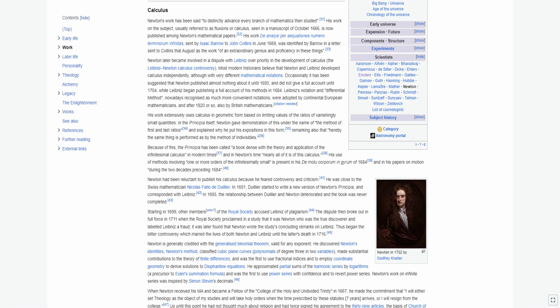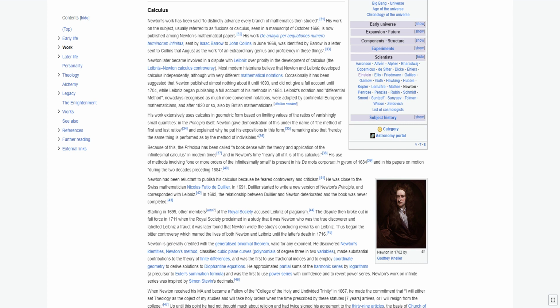He approximated partial sums of the harmonic series by logarithms, a precursor to Euler's summation formula, and was the first to use power series with confidence, and to revert power series. Newton's work on infinite series was inspired by Simon Stevin's decimals.